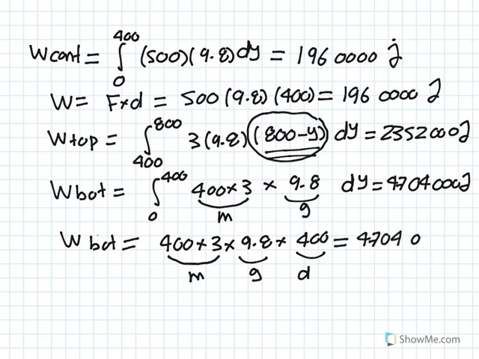So why is it that we need an integral for the top half of the cable and we don't need an integral for the bottom half? The reason is this piece. This 800 minus y is a function of y. We don't have anything like that for the bottom half. This is all constants. You see, that's the main difference.